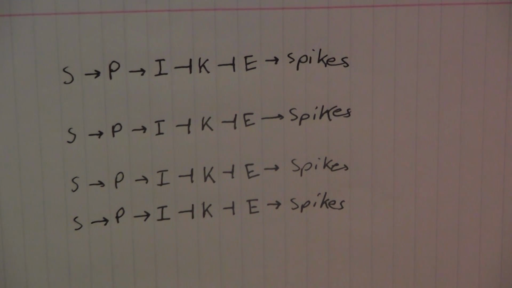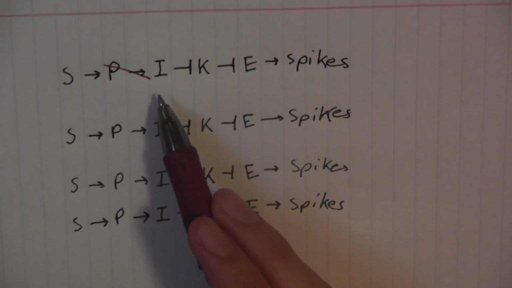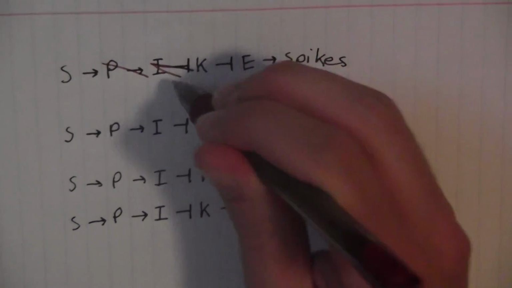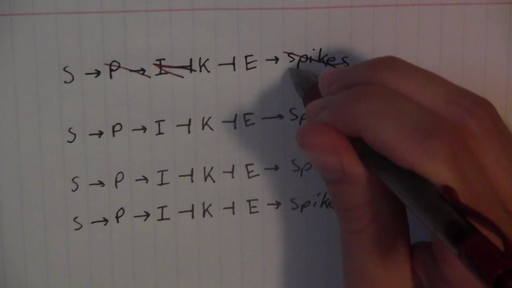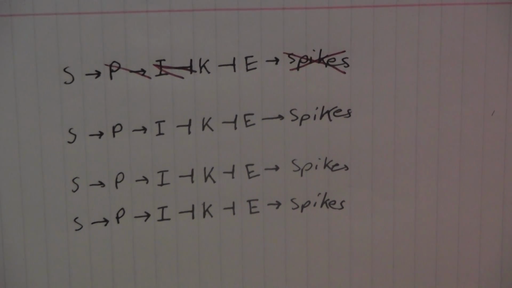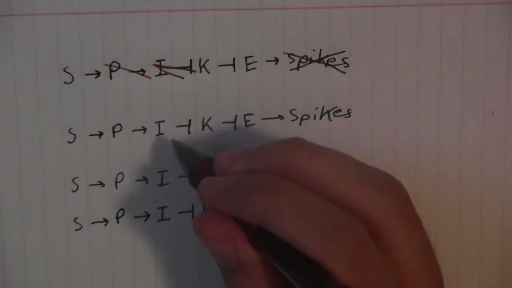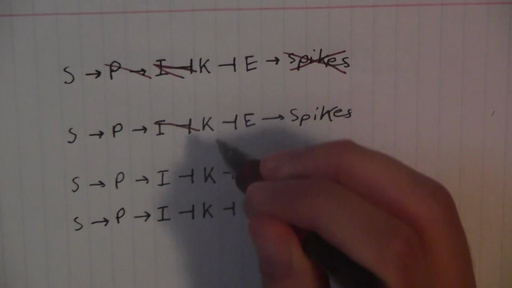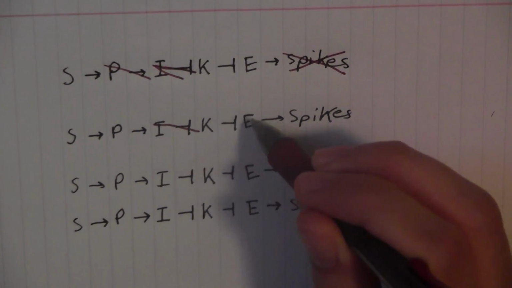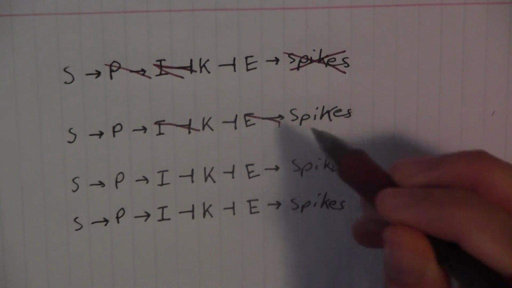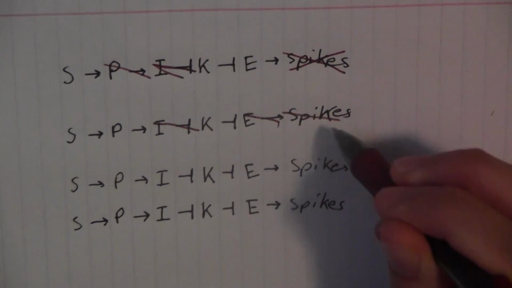However, if there was to be a mutation in P, this means I would be unable to form, which means K is allowed to inhibit E, which means there'd be no formation of spikes. If we had a mutation in I, that means I cannot inhibit or repress K from forming, which means K will repress E from forming, which will repress spikes.